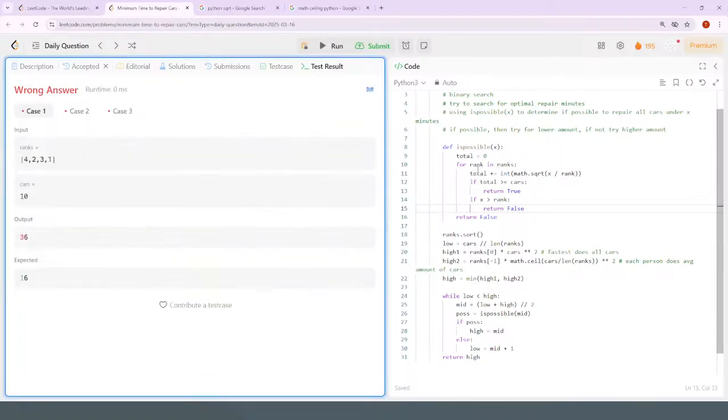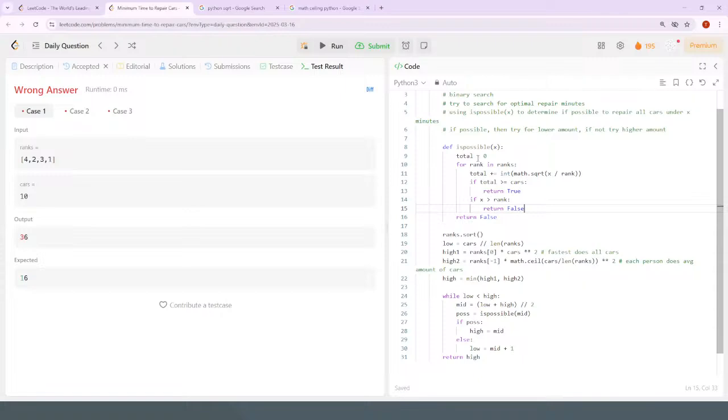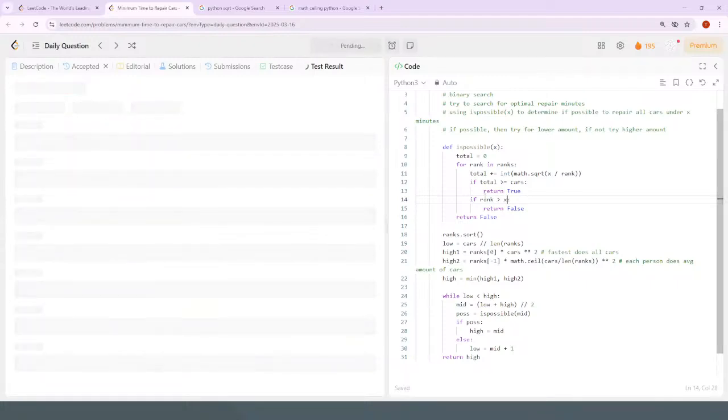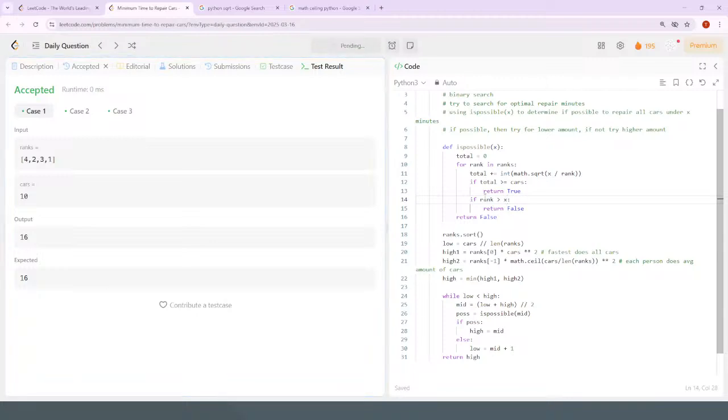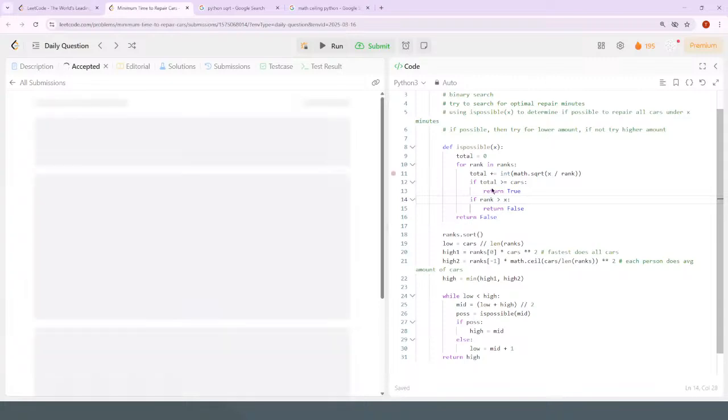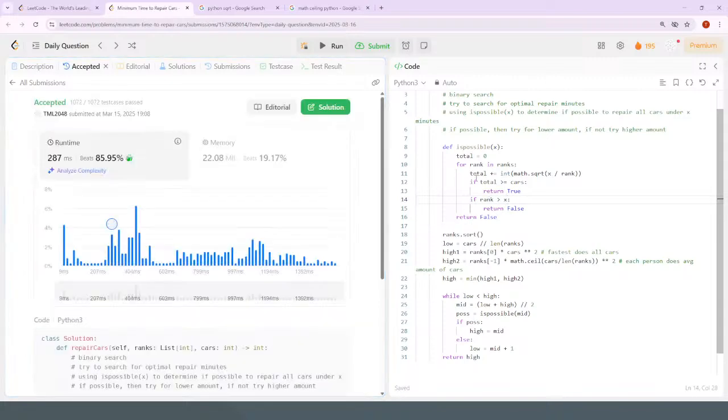Does that work out? If x is greater than your rank, if your rank is greater than x. Yeah. I don't know if this speeds it up at all. This is an extra if statement each time. Yeah, that just slows it down.